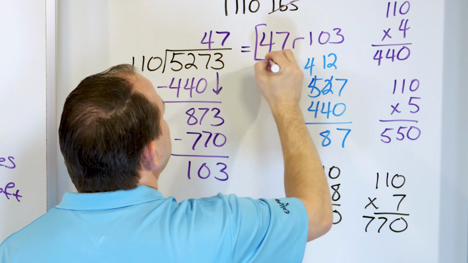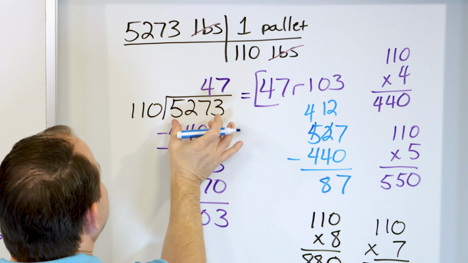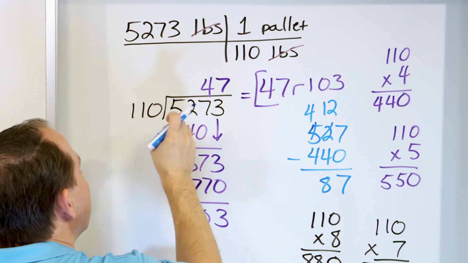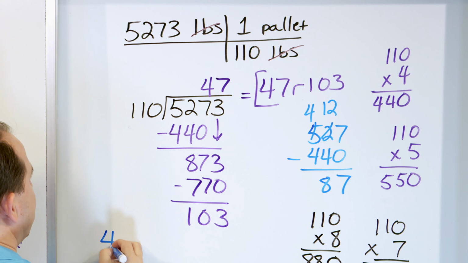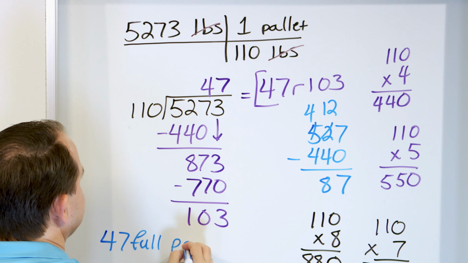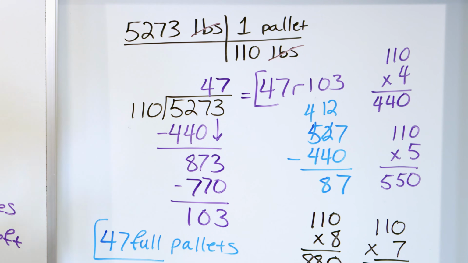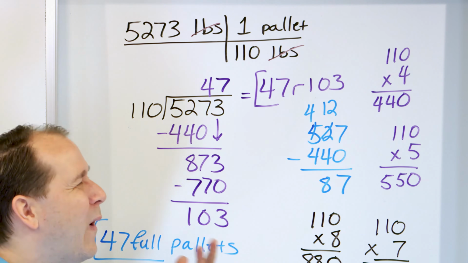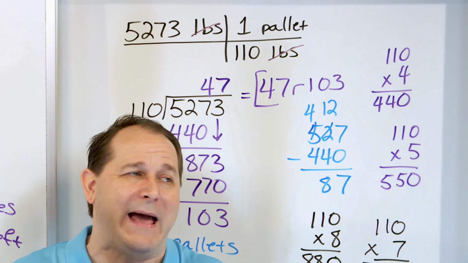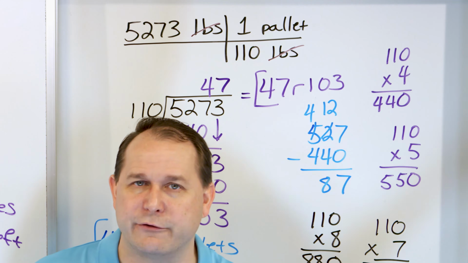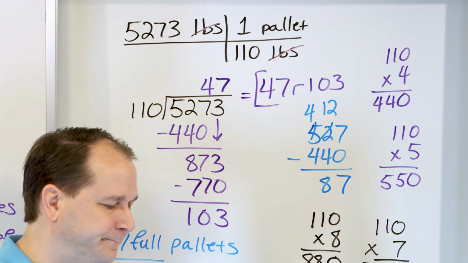And this, we're talking about pallets. So the question says, how many full pallets will we have? Well, if we take this many pounds of potatoes and we divide it into groupings of 110 pounds, we have 47 full groupings. That's 47 full pallets of potatoes. And we have 103 pounds left over. And that doesn't quite form another full pallet because a full pallet is 110. I'd package that up as another pallet, but it doesn't quite make another full pallet. The problem wanted full pallets. The answer is 47 full pallets.